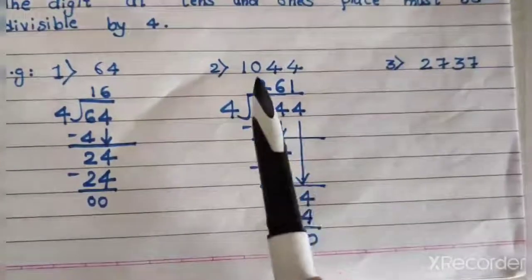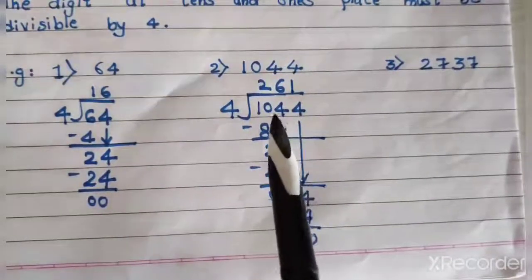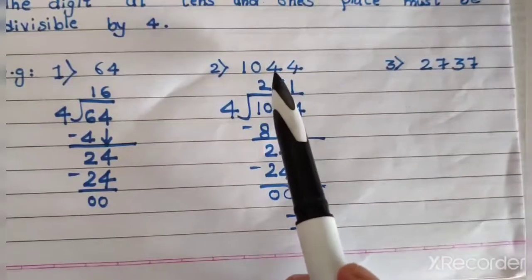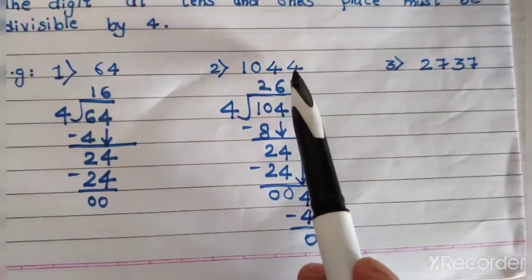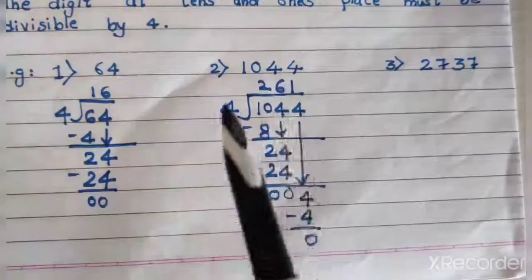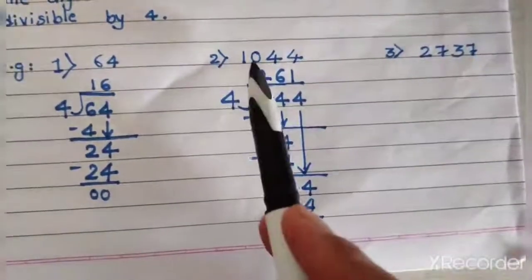Okay. So this is how we have actually done the complete division to prove that yes, the test of divisibility is right. That means if the digits at tens and ones place are divisible by 4, then whatever 4 digit, 5 digit or more than that digits number is divisible by 4, whatever that number is.